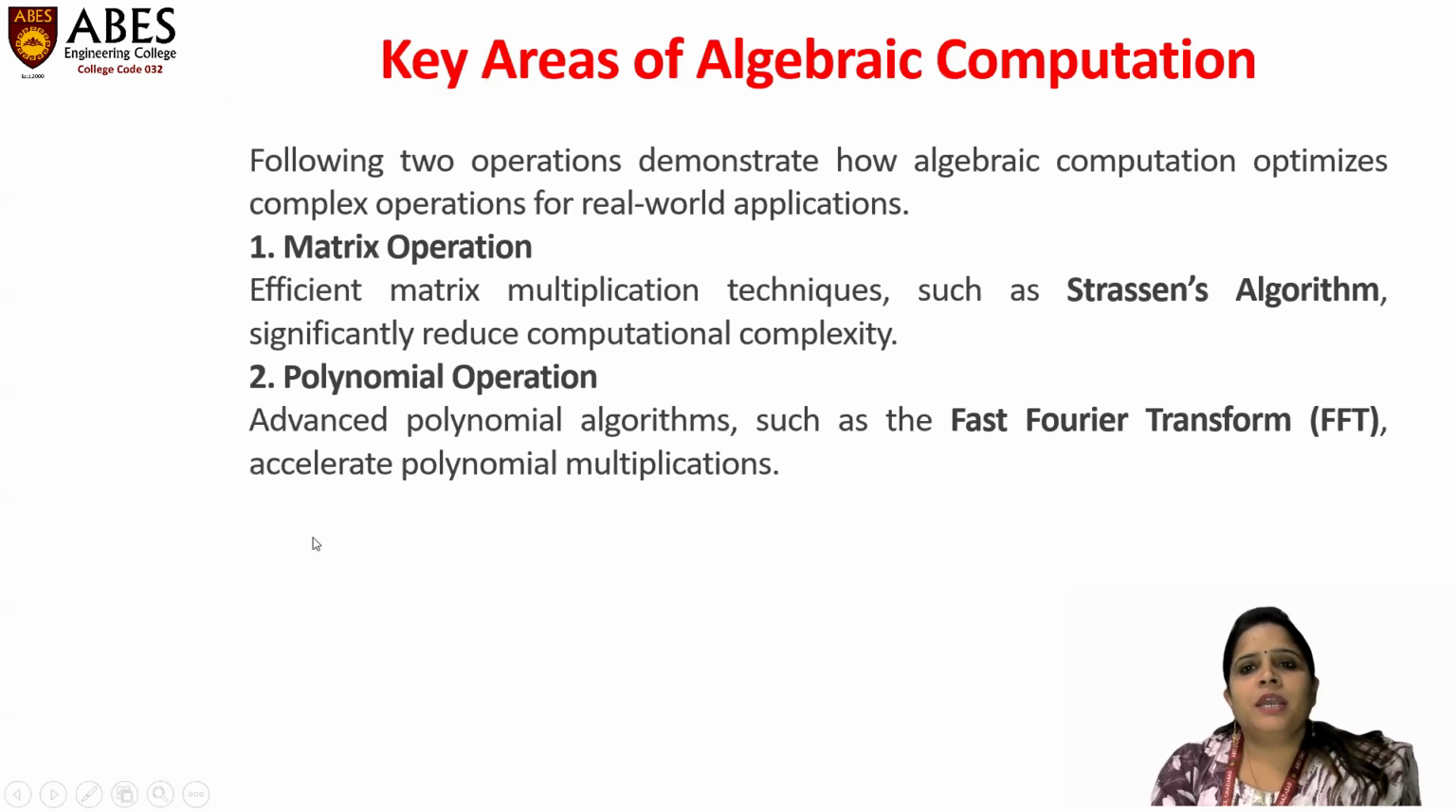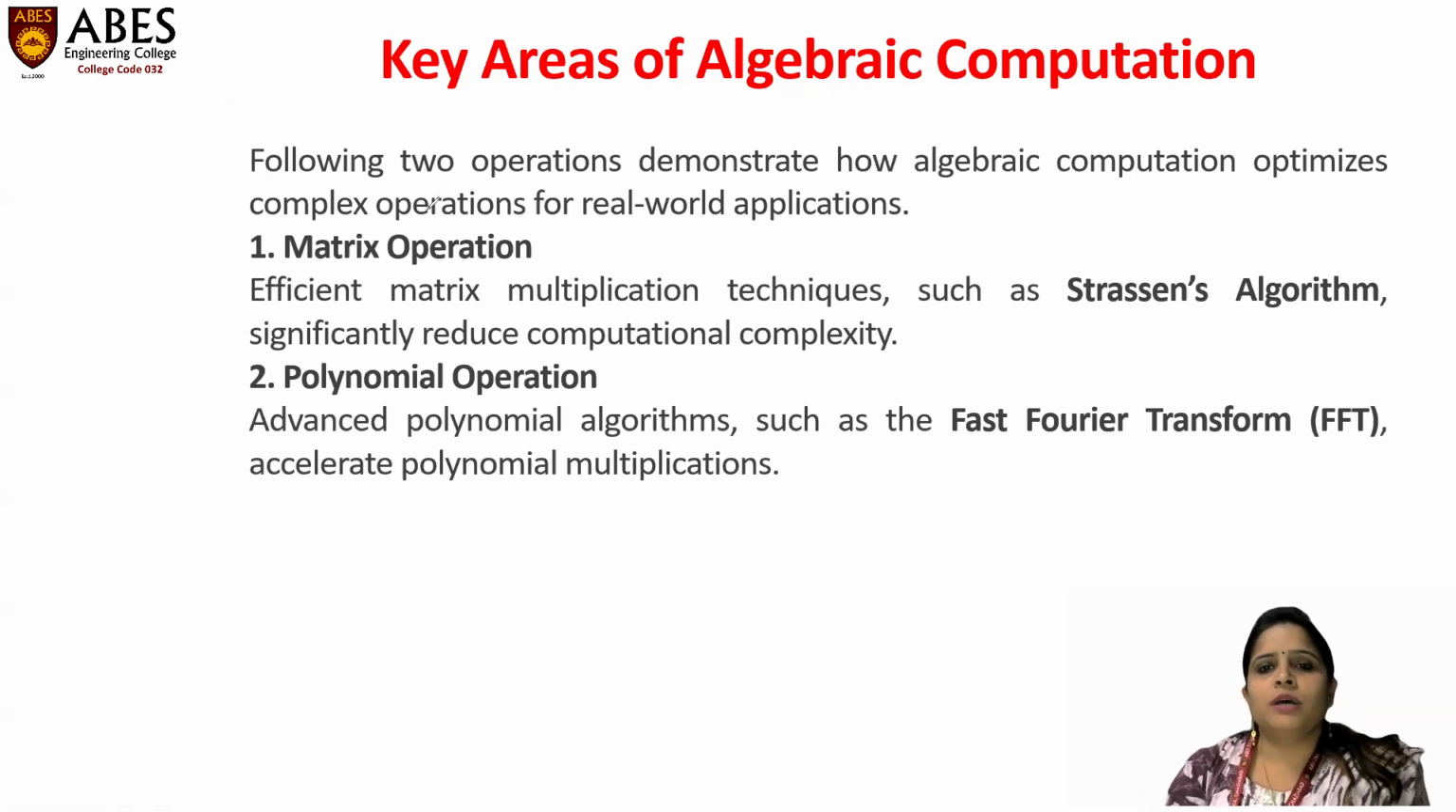Next, we'll discuss the key areas of algebraic computations. Basically, these two operations demonstrate how algebraic computations optimize complex operations for real world applications. The two most important algebraic computation key areas are, first, the matrix operations and second, the polynomial operations.